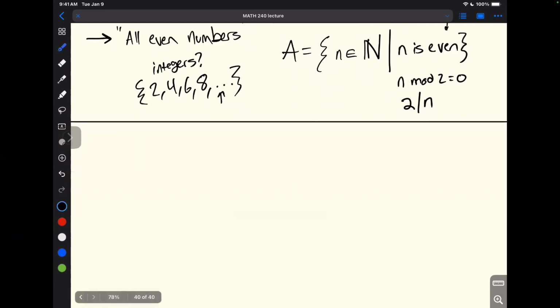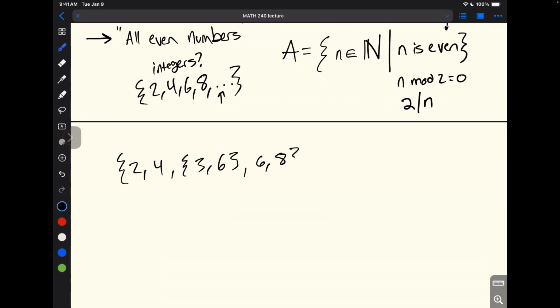So yeah, sets can contain other sets. We could have 2, 4, 3, 6, 6, 8. That's a set. It's kind of confusing, but that's technically allowed. Remember, it's just a collection of objects.